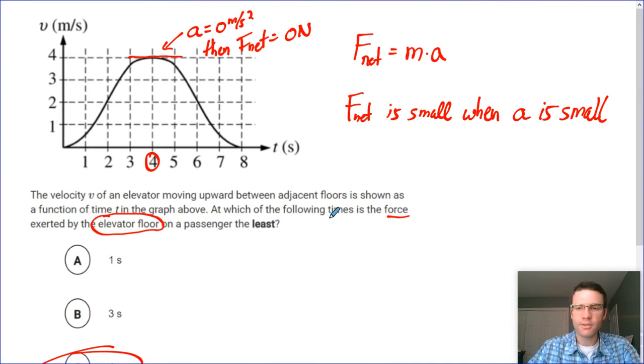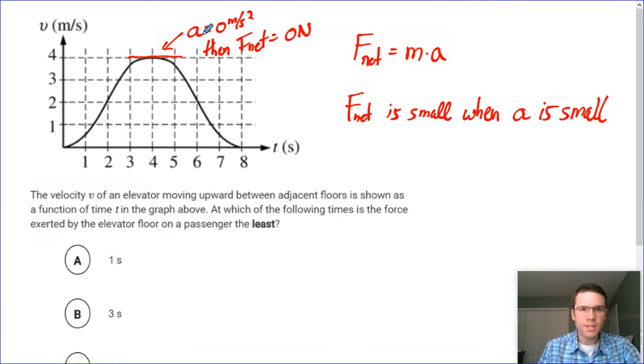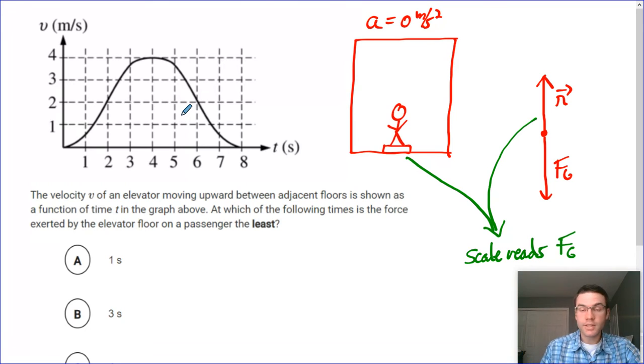So we need to draw a little diagram of our elevator. And here's our diagram of our elevator. If this is our person staying in the elevator, let's just consider the case that we just had when acceleration is 0 for the elevator. Well, when acceleration is 0, that'd be constant velocity. So it's going up at constant velocity. Or it's just at rest and staying at rest.